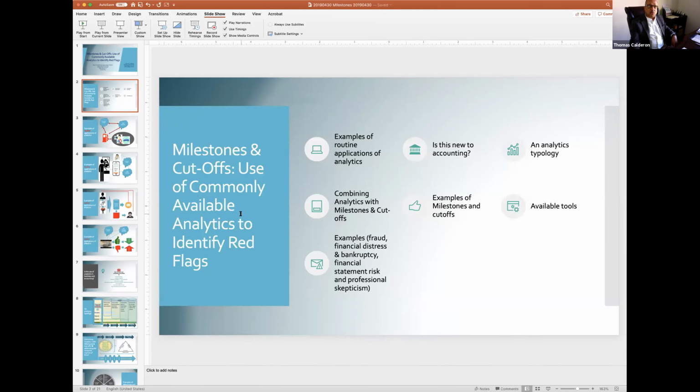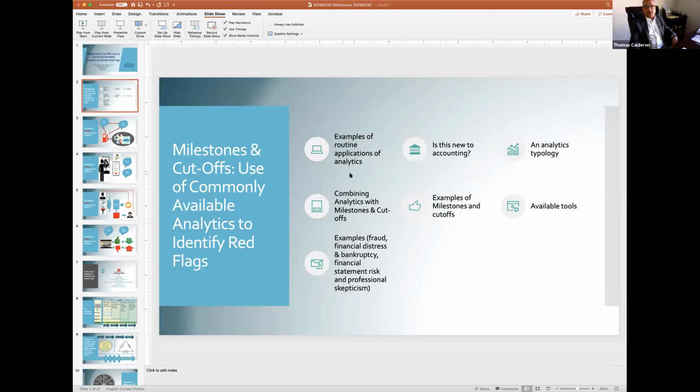In this presentation, what I'm going to do is talk about what I call milestones and cutoffs, and the tools that might be available to facilitate assessment of milestones and cutoffs in identifying red flags in an accounting and business setting. The sort of red flags that I talk about are probably very much appropriate for internal auditing as well as external auditing. But the whole concept of a milestone and identifying red flags around a milestone could be used in practically any business setting.